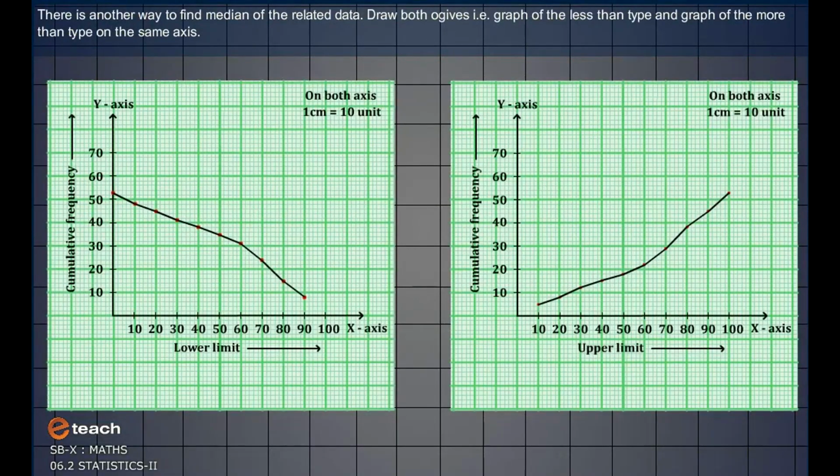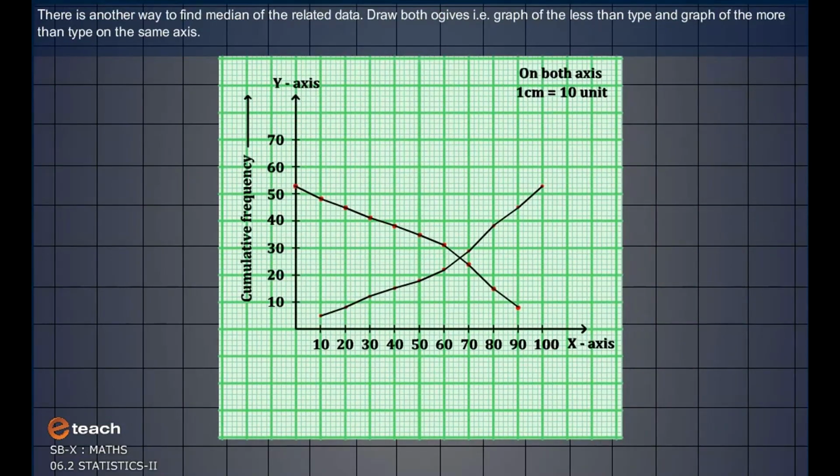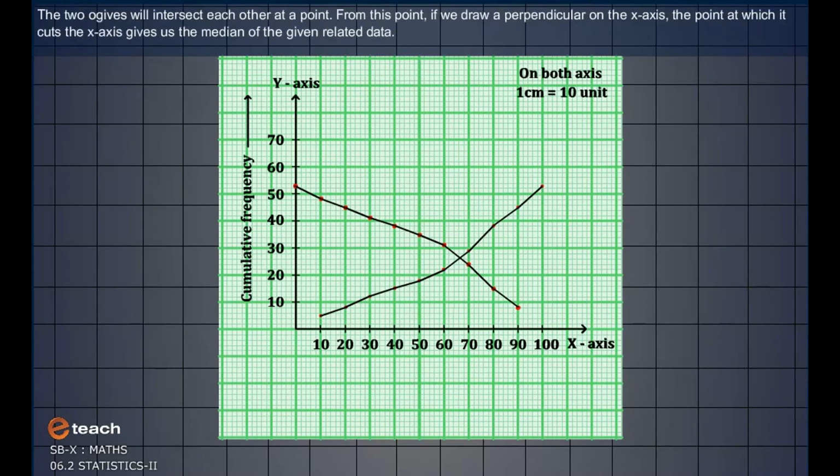There is another way to find the median of the related data. Draw both ogives, that is, the graph of the less than type and the graph of the more than type on the same axis. The two ogives will intersect each other at a point. From this point, if we draw a perpendicular on the x-axis, the point at which it cuts the x-axis gives us the median of the given related data.